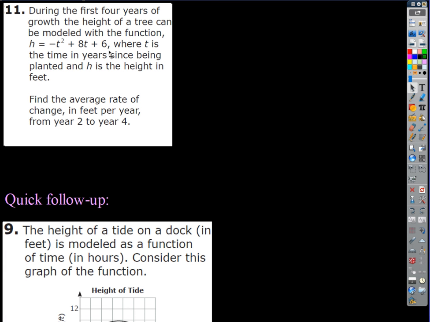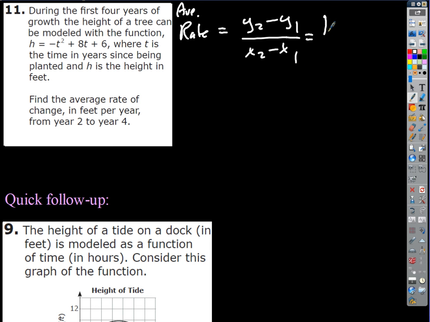Average rate of change is just going to be change in y over change in x. That's all it is. How much is the output changing divided by how much is the input changing? So we can write that in its simplest way. Average rate is just equal to y2 minus y1 over x2 minus x1, right? The slope formula really is all it is, okay? Now we have h's instead of y's, and we have t's instead of x's, right? So for us, it's going to be h2 minus h1 over t2 minus t1.